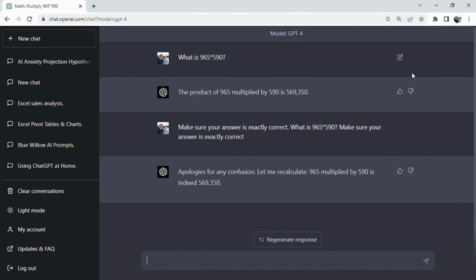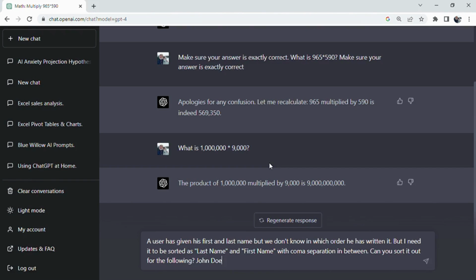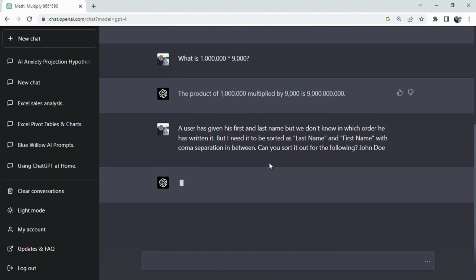Let's continue. Although we have seen a simple instruction, AIs can process more complex prompts nowadays. For example, if we ask AI to figure out which name is first and which name is last, and write it in reverse order as last and first, it can easily figure out the solution.